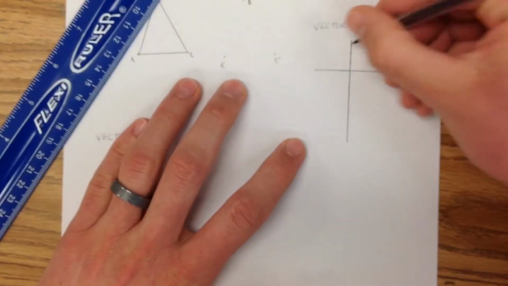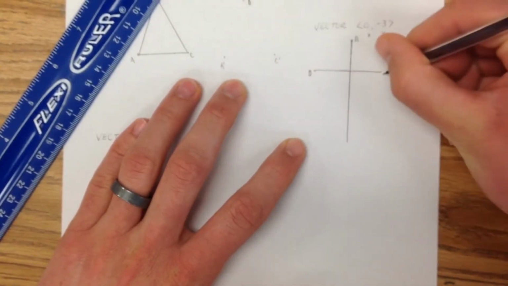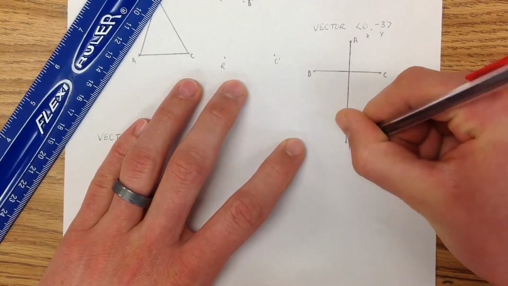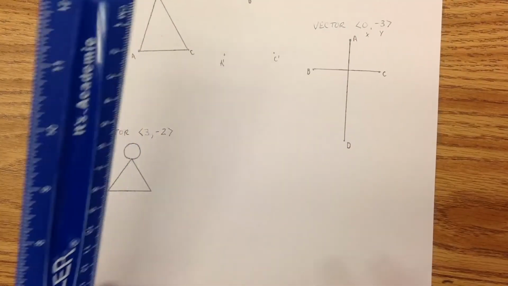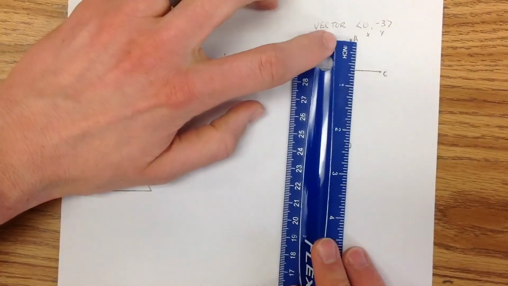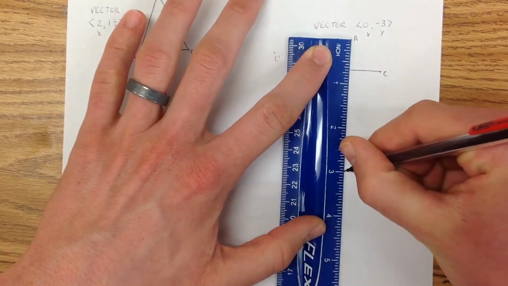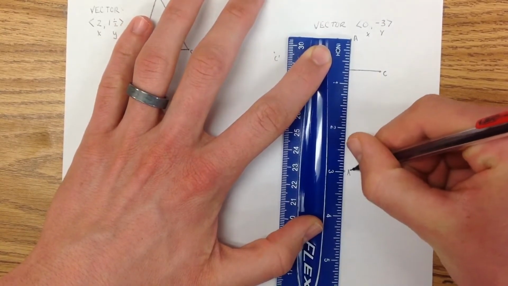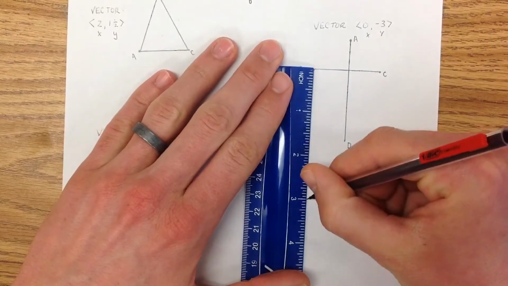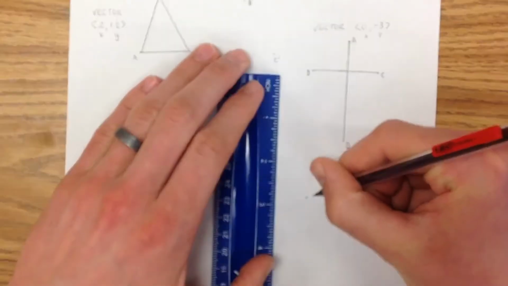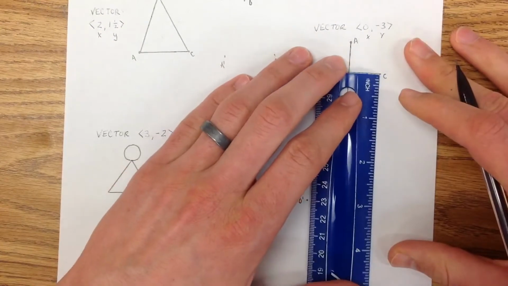Let's go ahead and label these. I'm going to call this A, B, C, D. Okay. So on the inch side, move this down 3. I'm going to call it A prime. Move this down 3. Call it B prime. Move this down.